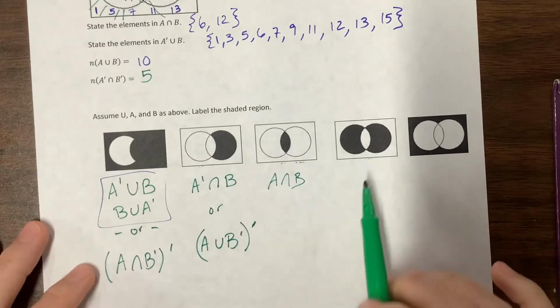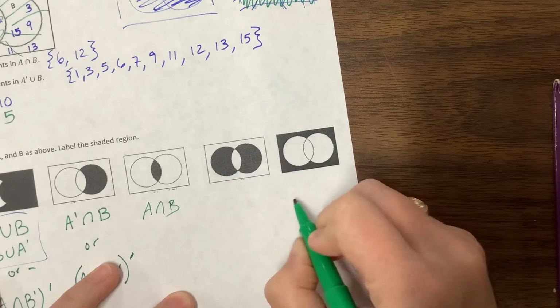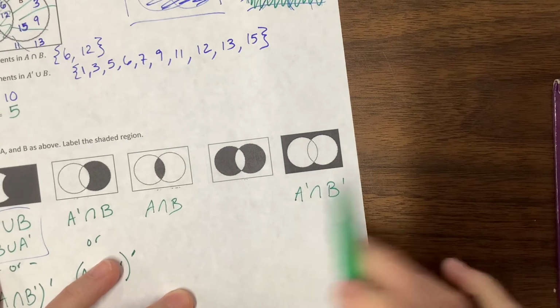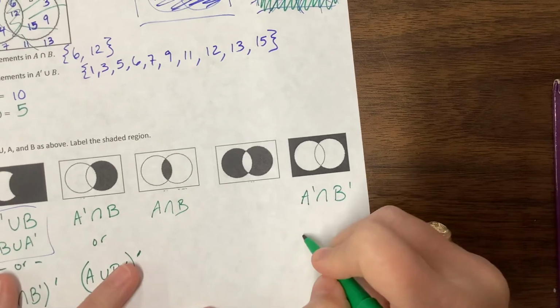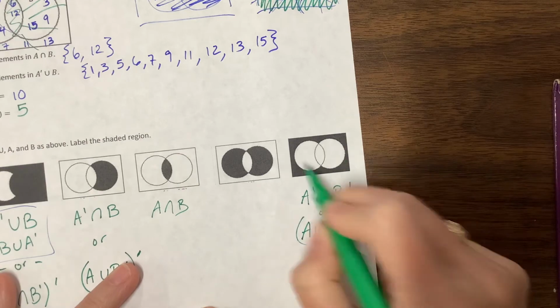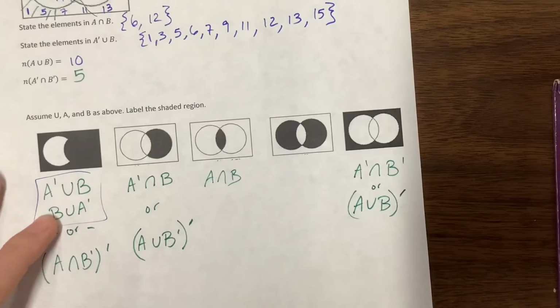This one's a little more complicated. Okay, so this one's easy. This is either A naught intersect B naught, so it's all the things that are not in A and not in B. Or it's A union B, which would give me the not shaded part, so I have to do the negation of that. Okay, this one is more complicated.